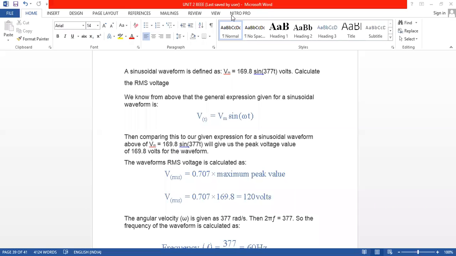No student has to unmute. It is defined as, what have they given in the problem? Vm. We have to see carefully. Vm means what? Anyone tell me, maximum value? Vm is equal to 169.8 into sine, in the brackets, 377 into t volts. What is the voltage value they have given? 5 volts, 10 volts? No, they have given Vm is equal to 169.8 into sine of 377 into t.